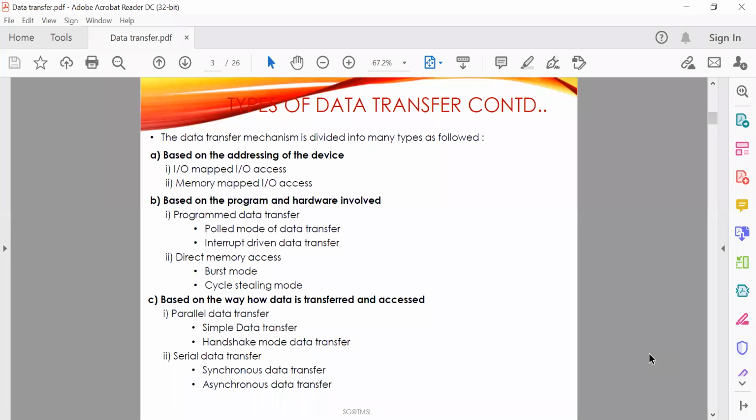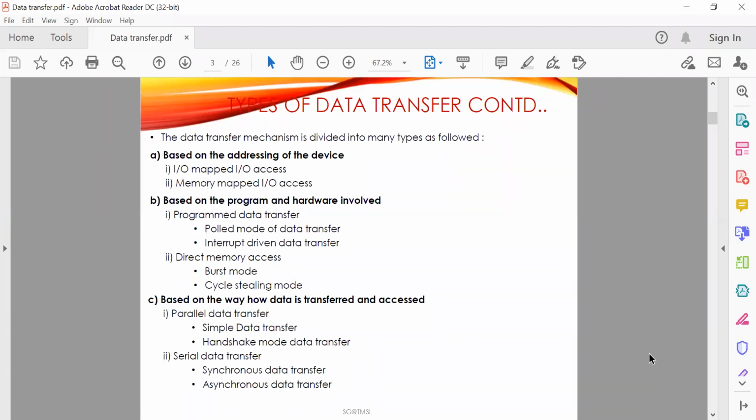Now the third category is based on the method of data transfer and the access. There are two ways. One is the parallel data transfer, and another is the serial data transfer. Under parallel data transfer, there are two techniques: simple data transfer technique and handshake mode of data transfer technique. And under serial data transfer technique, there are two modes: synchronous data transfer and asynchronous data transfer. So I will discuss one by one in short.